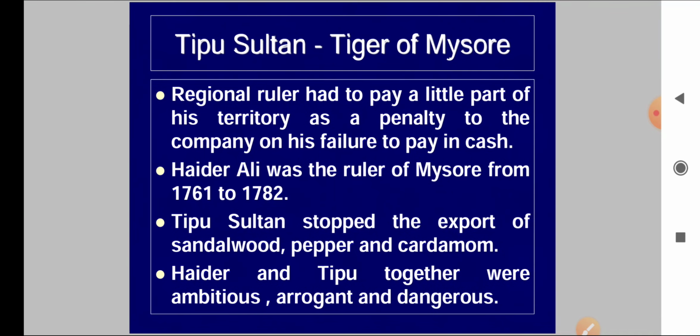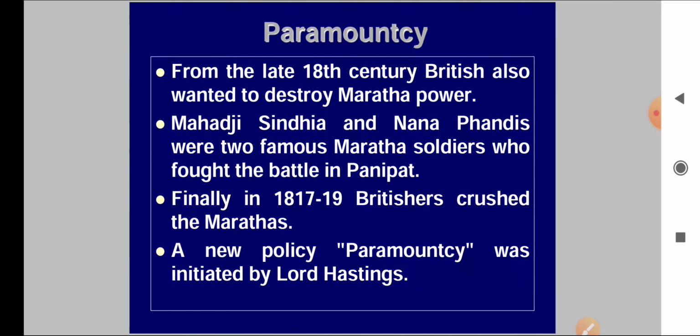Ultimately, when Wellesley came, who was very ambitious, who introduced the Subsidiary Alliance, he decided to occupy this Mysore region and fought a battle known as the Battle of Srirangapatnam, in which the company defeated Tipu Sultan and Tipu was killed in the battlefield. This Mysore kingdom was given to the old dynasty, the Wodeyar rulers. In this way they occupied the Mysore region.